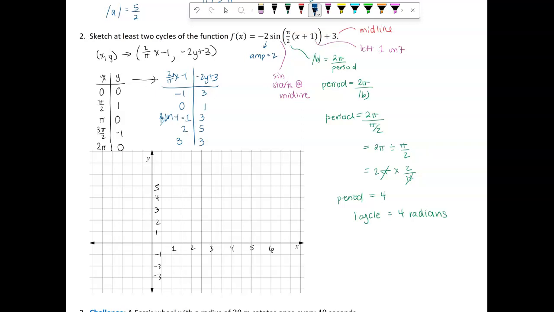And so if I plot those points in, I get negative 1. Oops, my negative 1 will be here. It will be at 3. And at 0, it'll be at 1. And then at 1, it'll be at 3. At 2, it'll be 5. At 3, it'll be 3. And so we have a graph that looks like this.